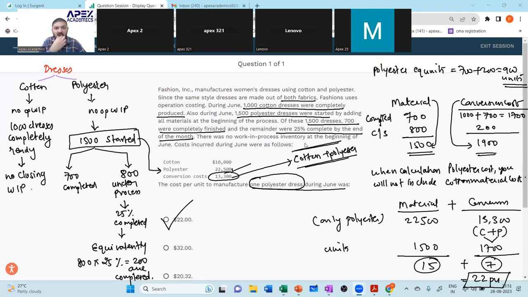Conversion cost units are 1900. I beg your pardon, the conversion cost units is 1900. Yes, I've written it wrong. I'm sorry for that. I only wrote polyester over there by mistake. It should be 1900, as rightly pointed out by you and as we have taken here as well. I apologize. My mistake.